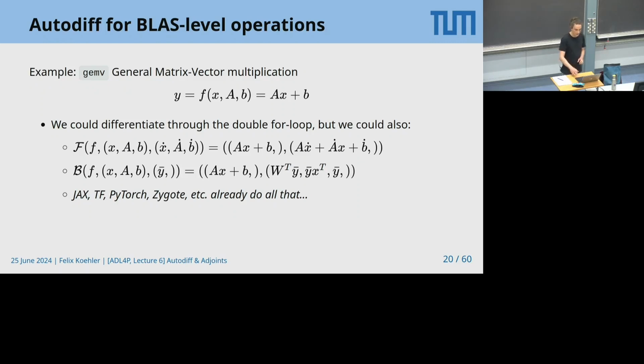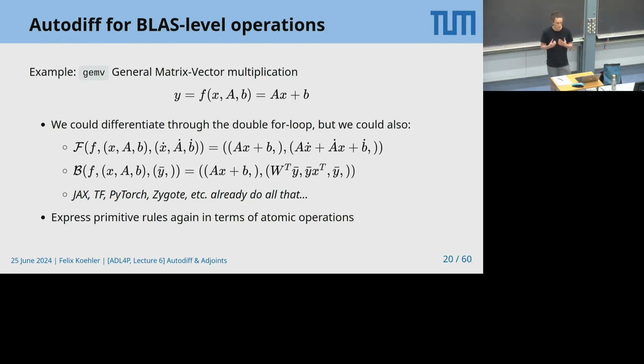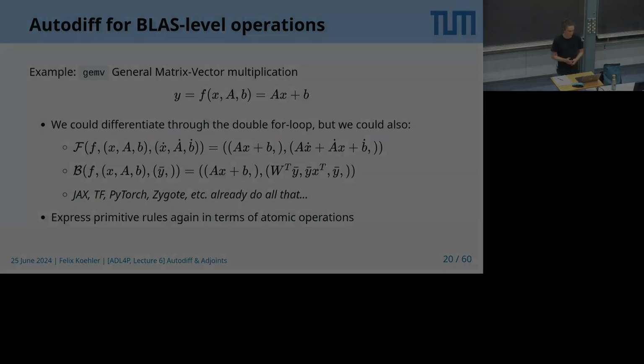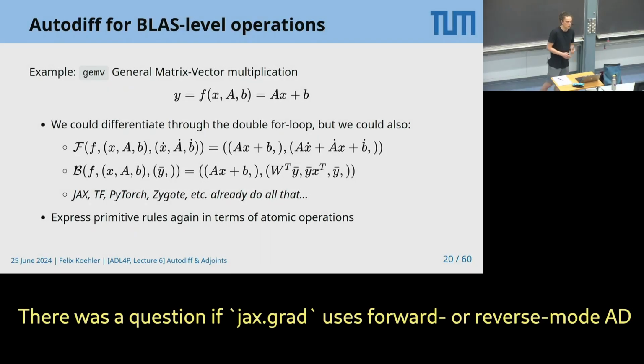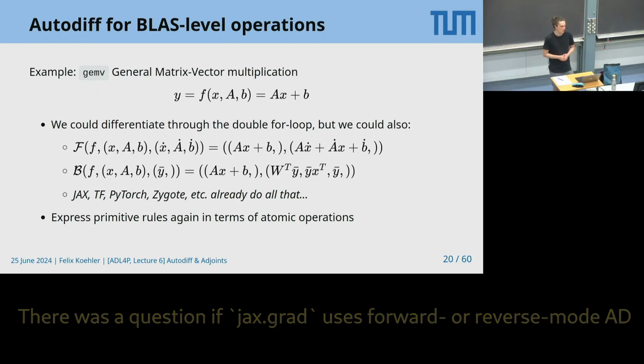What is also very nice is that these systems express their primitive rules again in terms of atomic operations, because you see that in order to do the push forward for matrix vector multiplication, you again do matrix vector multiplication. And this is very handy, because when they do Autodiff, they can rely again on the BLAS engines they already have available. The grad function within JAX is always doing reverse mode. So grad is usually just a sugar coating around the VJP. They choose that, I think mostly in order to comply with some other frameworks.